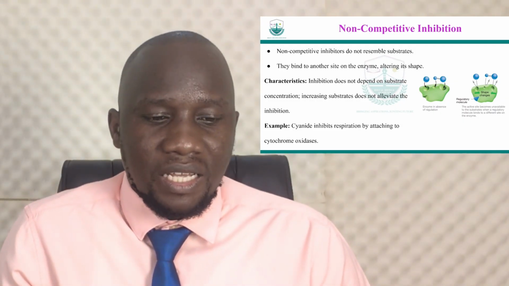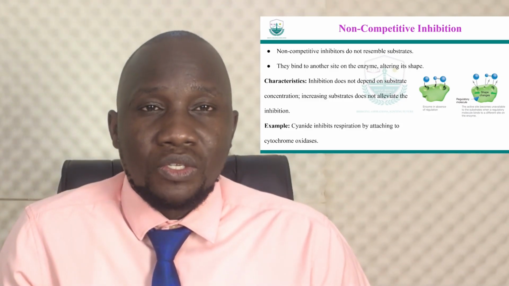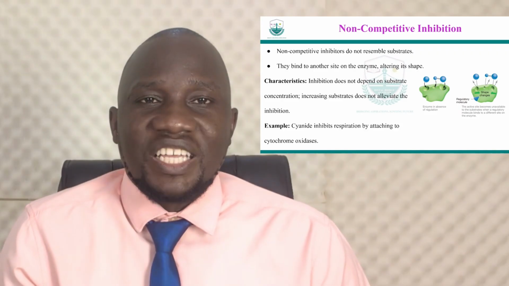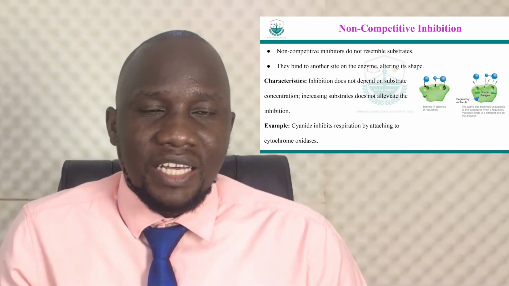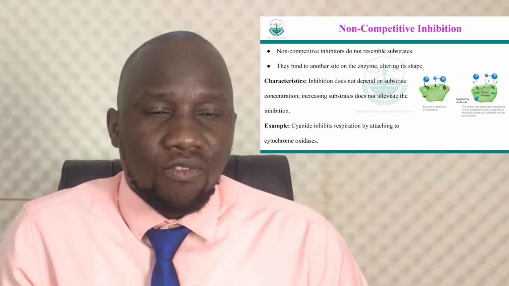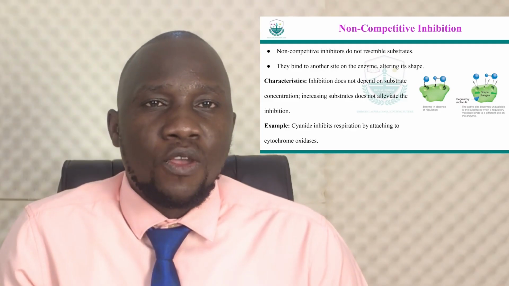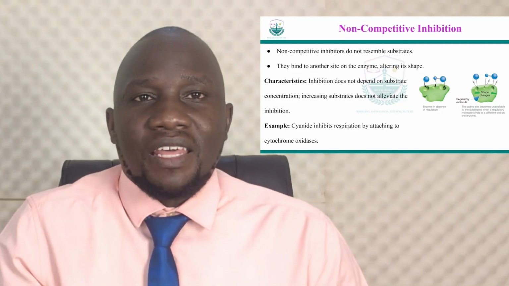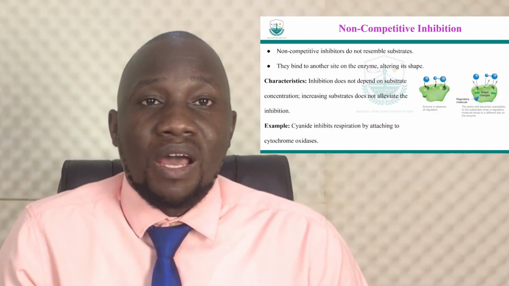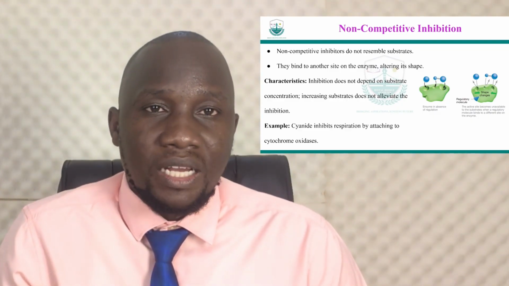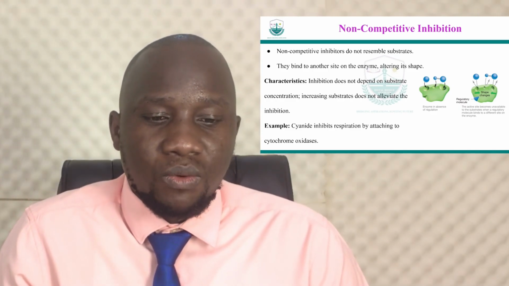And cyanide is an example of this. Cyanide is a respiratory poison or toxin, or basically an inhibitor. What it does is that it attaches on another site of the enzymes that we call the cytochrome oxidases, and then the usual substrates can no longer bind to the active sites of these enzymes. Okay, so they do not depend on the substrate concentration.